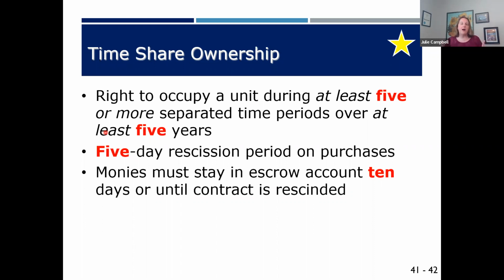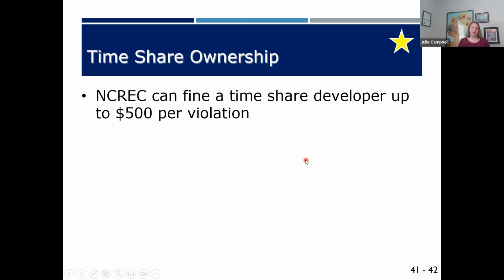There is only one time that the Real Estate Commission can fine a broker, and that is a timeshare developer. They have the authority to fine a timeshare developer up to $500 per violation. This is it. This is the only time the Real Estate Commission will get involved in matters of money. They don't regulate your commission split. They don't fine you. They don't charge you. They don't sue you. They regulate your license. The exception being the timeshare developer, and they have the power to fine you up to $500 per violation.